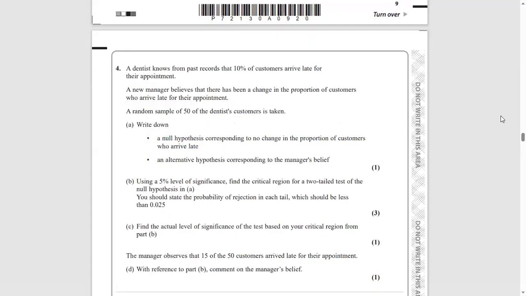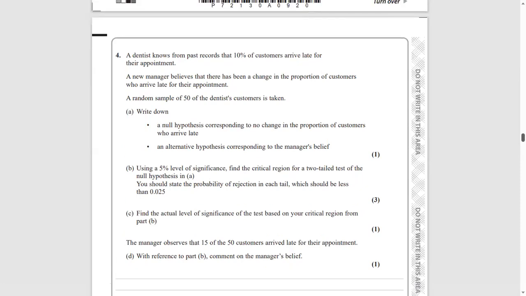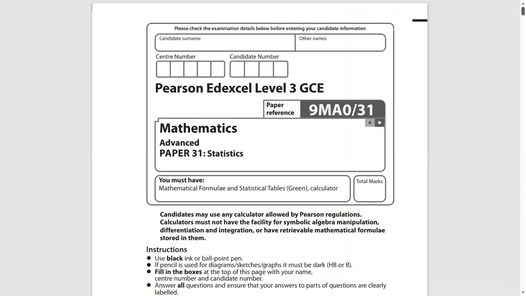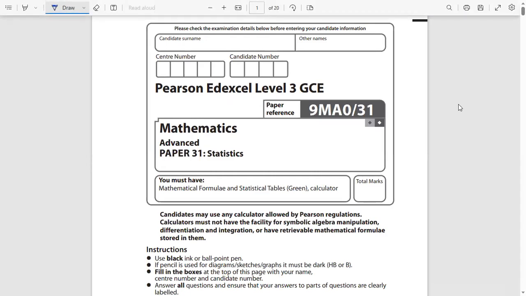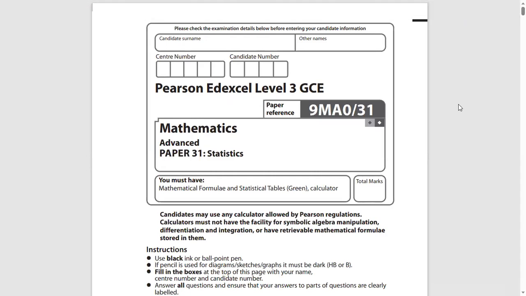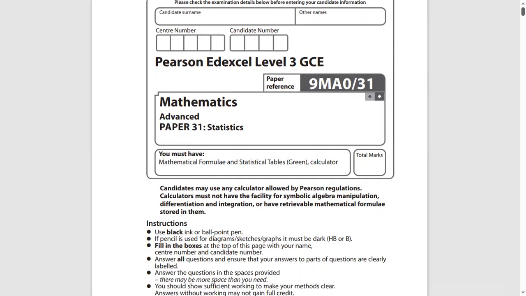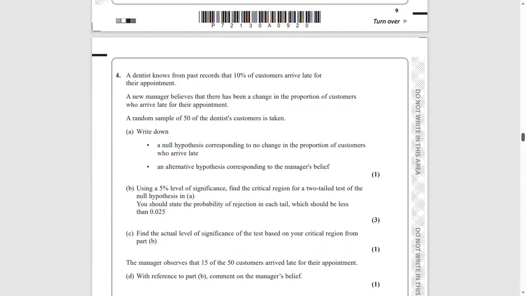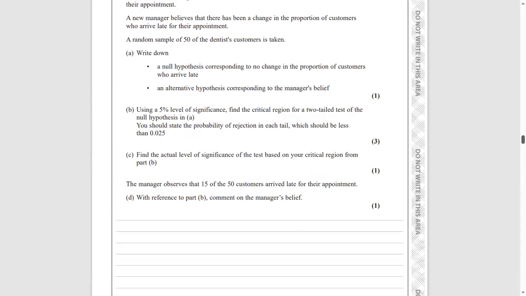Hi guys, so in today's video we're going to look at answering question 4 from the statistics section of the paper 3 Edexcel exam from 2022, so last year's exam. So hopefully doing this question today will help you prepare for paper 3 next week. So this is again 2022 paper 3 in the stats section of the Edexcel A-level exam. So we're going to do question 4 today. We've done question 6 and question 5 from this exam, but let's have a look at question 4.